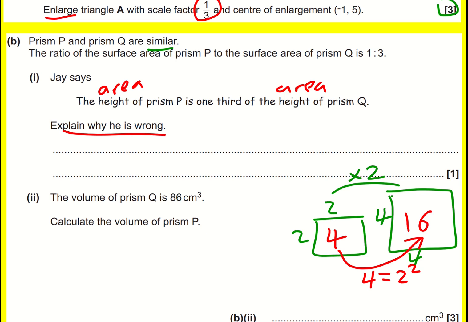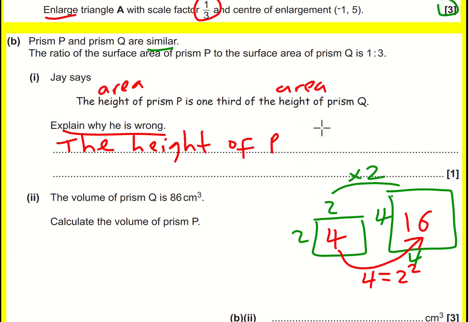And for the volume, if I had a cuboid and the length scale factor was 2, I would multiply the volume by 2 cubed because you've got all 3 dimensions being multiplied by 2. So in fact, how does the height of prism P relate to the height of prism Q? Well, it's just the thing in reverse. So if the area scale factor is 4, then the length scale factor is the square root of 4, which is 2.